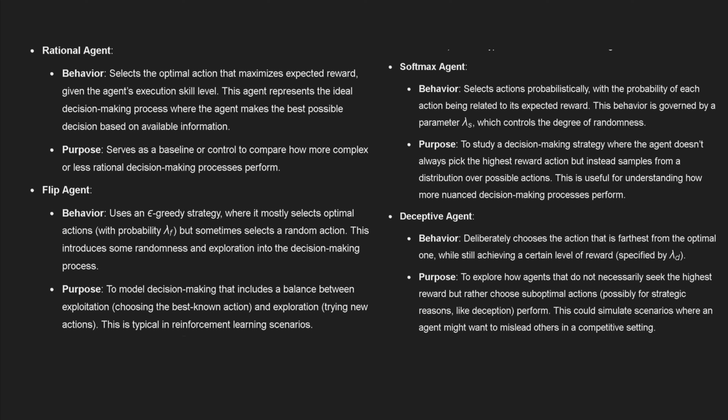Maybe you want to have deception here, a strategic reason that you want to show your opponent, "Hey, now I take this particular action," but this is just here that you want to, let's say, irritate your partner a little bit. So this could now simulate scenarios where an agent might want to mislead others in a competitive setting, and we have a game theory setting coming up, so you see exactly where we're going with those. So there you have it. A simple flip agent, a simple softmax agent, and then an agent that says, "Hey, I go with suboptimal structures."